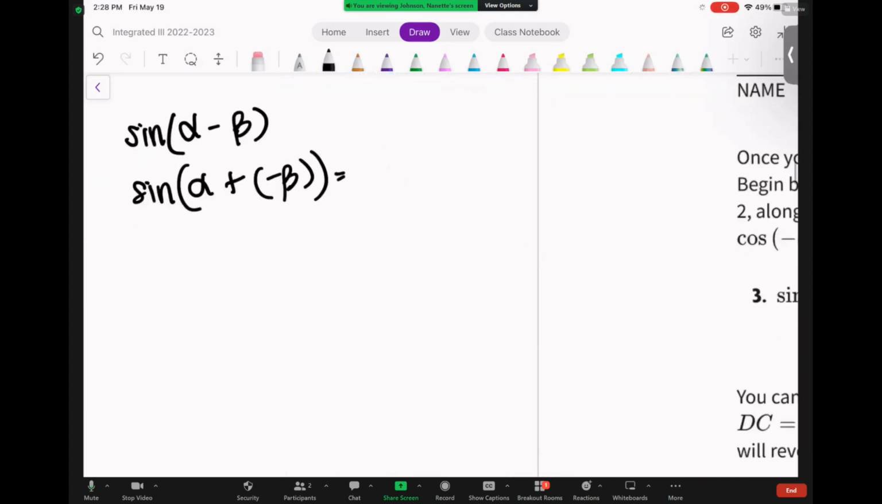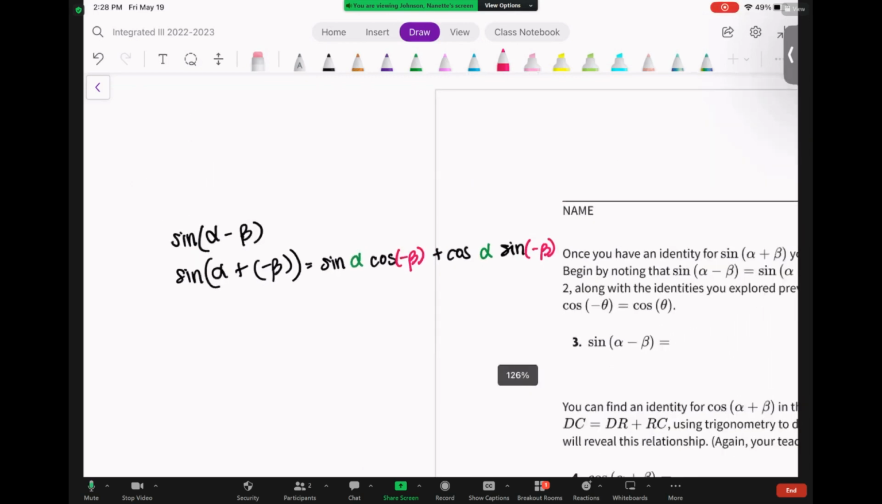So we get sine, cosine, plus cosine, sine. And then I will put alpha, and then I'll put beta, but now I'm going to put negative beta and negative beta. So all I did is I just used the definition of subtraction, which is adding the opposite, for this first part. And now all I'm going to do is prove that this is correct, and then move on to the next step.